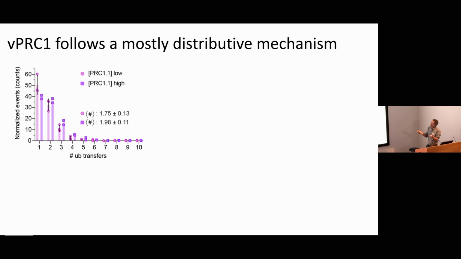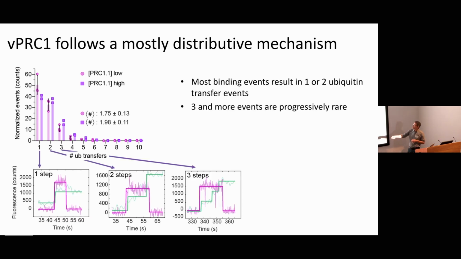Then how many ubiquitins get transferred per step? We can look at all our events and make histograms. Here you see mostly one ubiquitin gets transferred per binding event, but with almost the same likelihood, you can also get 2 steps in one binding event. 3 steps then becomes already quite a lot less likely, and all the other higher order reactions rarely occur. So it's a weakly processive process. 3 and more events are really becoming rare.